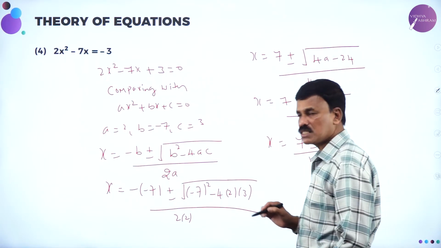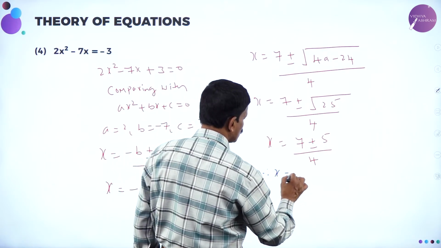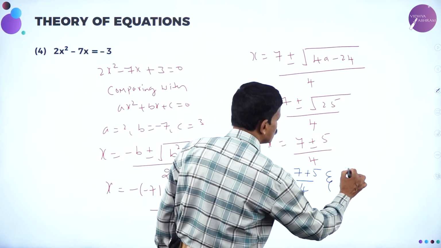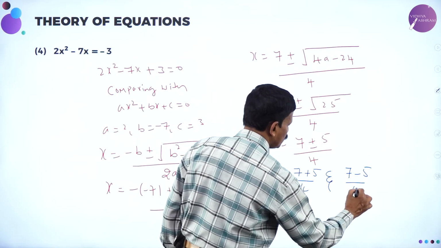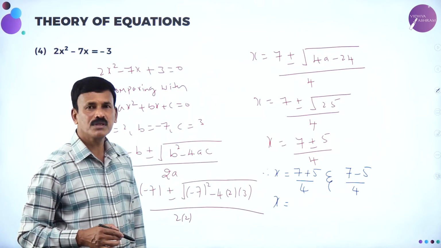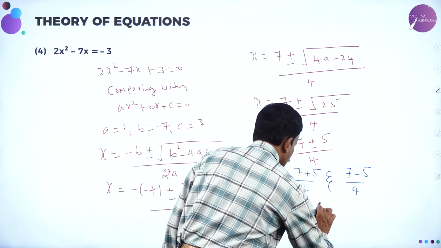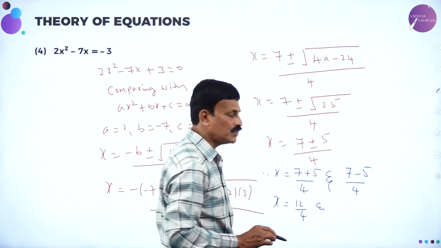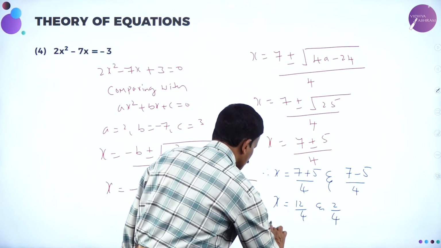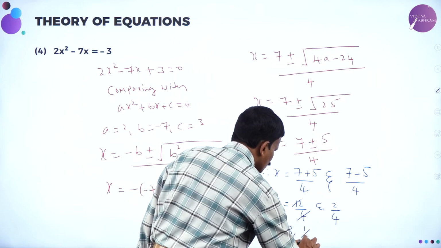Okay, this can be simplified as, now the roots are, therefore, we can take x is equal to 7 plus 5 by 4 and 7 minus 5 by 4. So, what is this equal to? 7 plus 5 is nothing but 12 by 4. 12 divided by 4 and 7 minus 5 is 2 divided by 4. So, therefore, the roots are x is equal to 4 3s are 12, so 3, and this is 1 by 2.